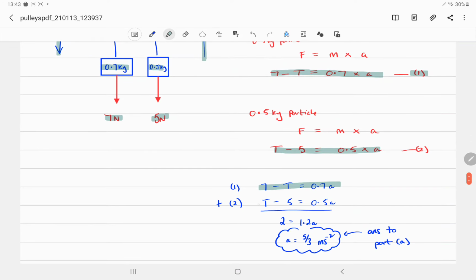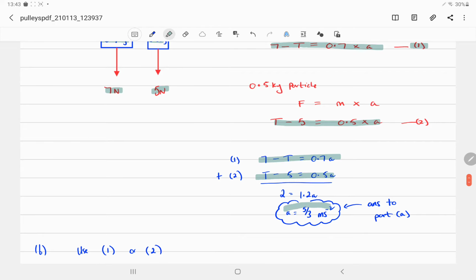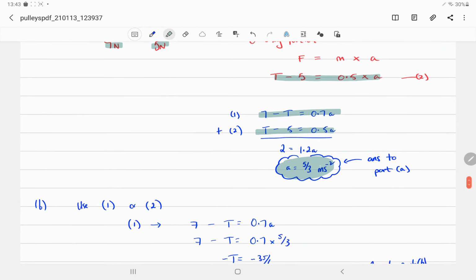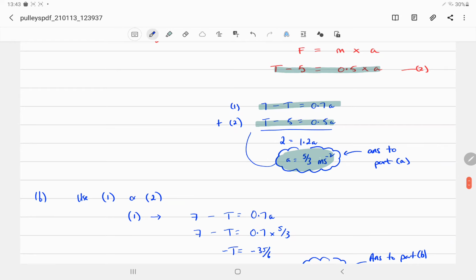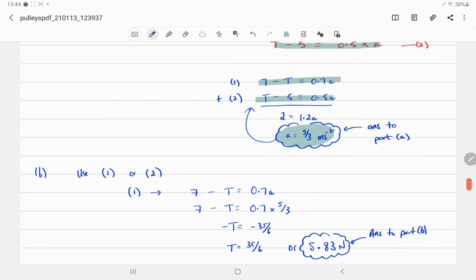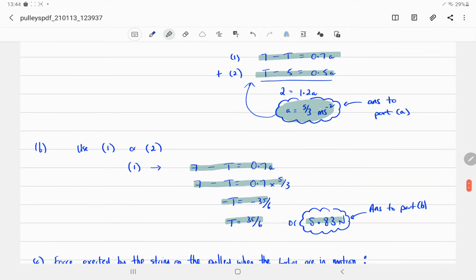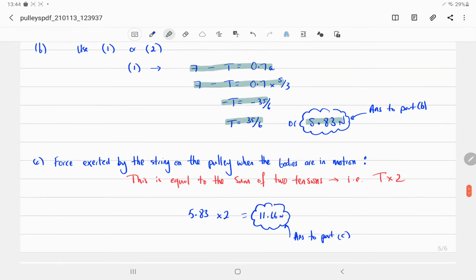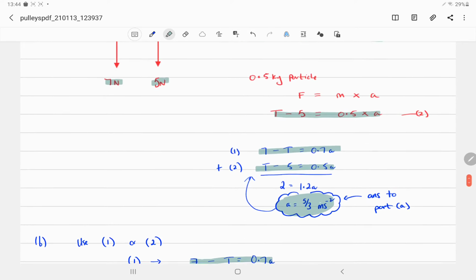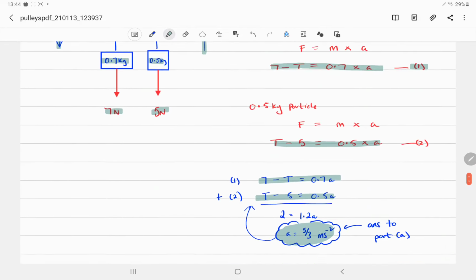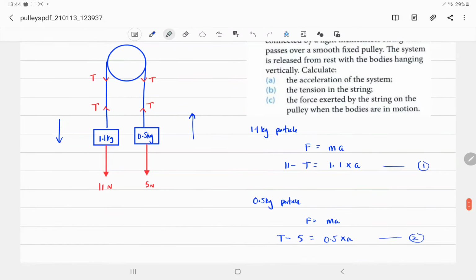Two equations, add them together, you'll work out your acceleration. Substitute in your acceleration into either 1 or 2. Here I've subbed it into equation 1. So 7 minus T is 0.7a, but we know a. So work out T. T is 5.83. Part C, the force exerted by the string is just 2 times the tension, which is 11.66 newtons. So B and C, pretty straightforward. Part A, two equations, F equals MA, add them together.